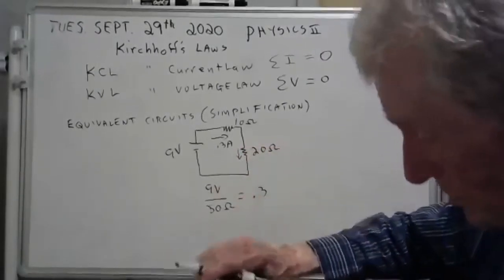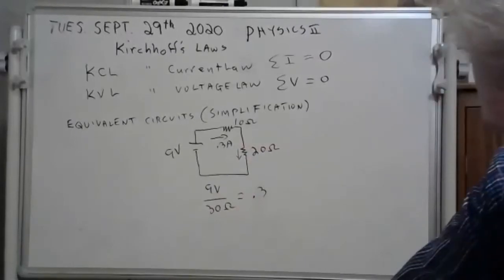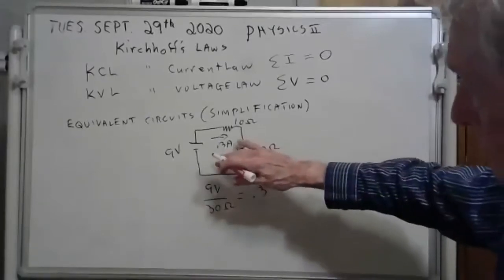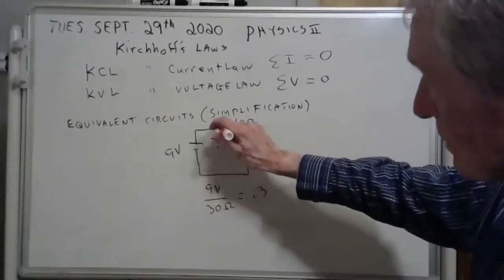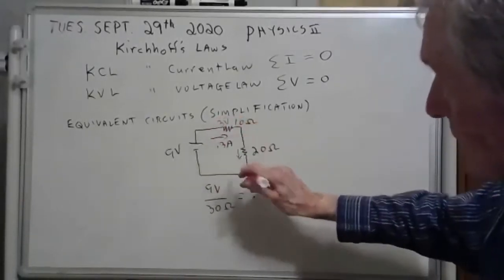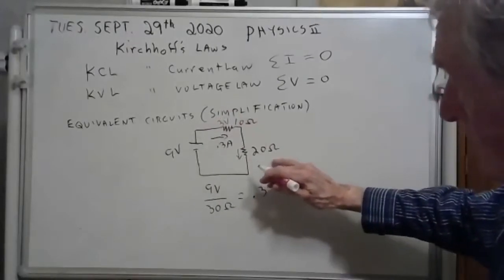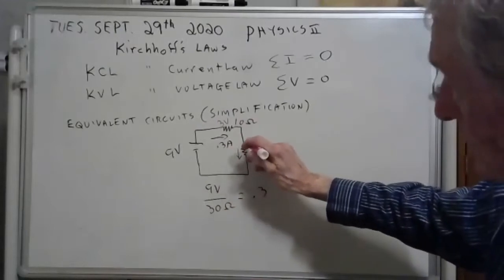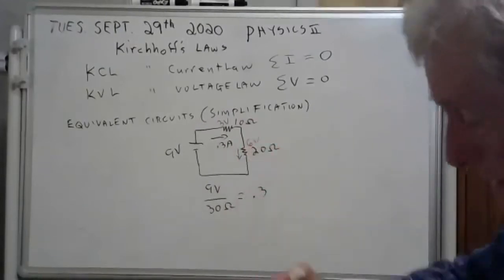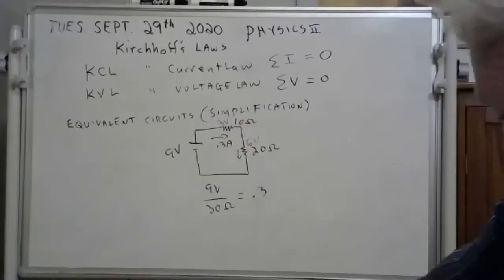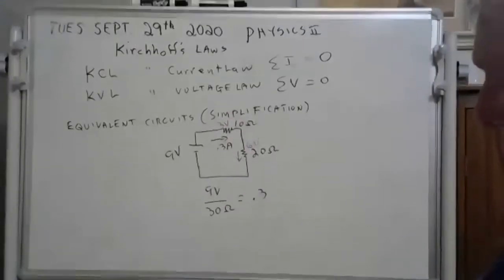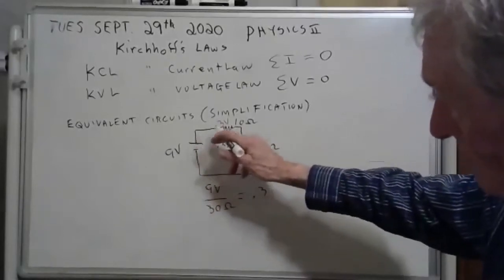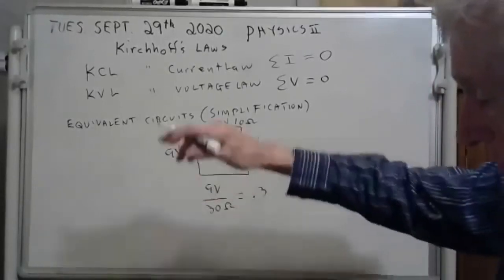Now let's get the voltages. I like voltages in red. V equals IR, so this would be 3 volts. And V equals IR, 0.3 amps times 20 ohms is 6 volts. There you go. Now here's what Kirchhoff says about going around this loop. We'll call this a loop. Around and around you go.